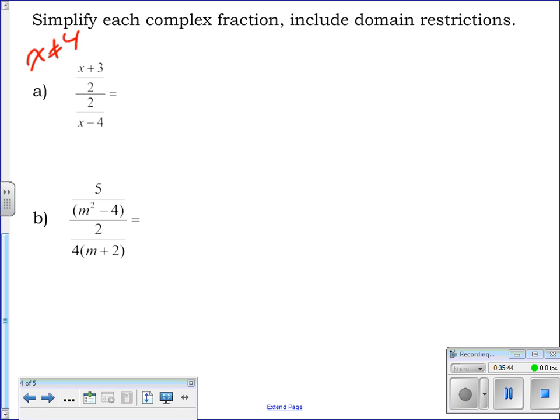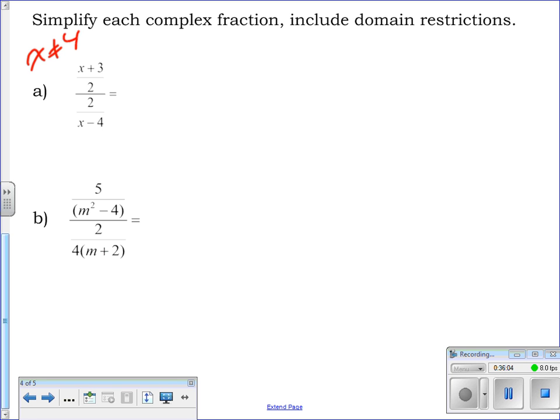I love doing these problems, particularly this first one, to show inverting and multiplying. Okay? Because what do I actually have here? I have x plus 3 over 2 divided by 2 over x minus 4. That's really what I have, isn't it?